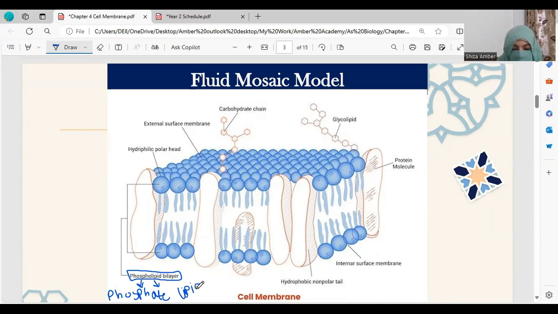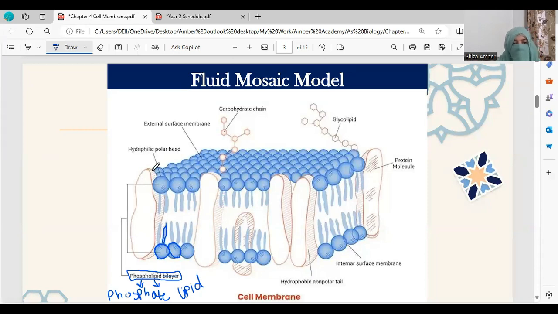We can see that a bilayer can be seen over here, right? But first understand the concept of phospholipid. I'm not explaining the bilayer right now, I'm just explaining phospholipid. These are your phosphate heads. And these two layers projecting out from the phosphate head are known as lipid layers. So phosphate is your head and your tail is a lipid layer.